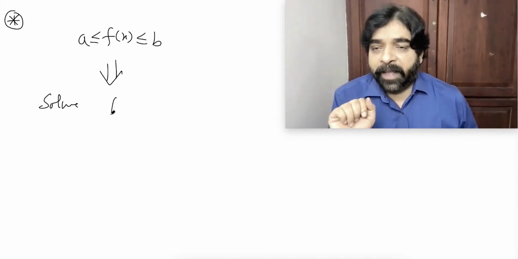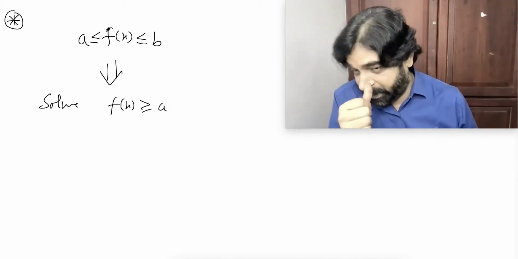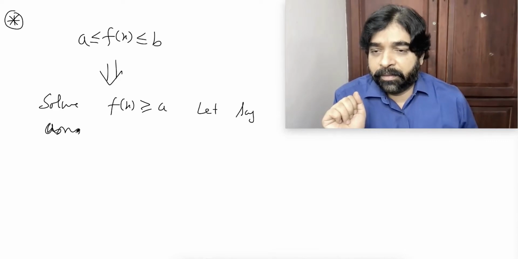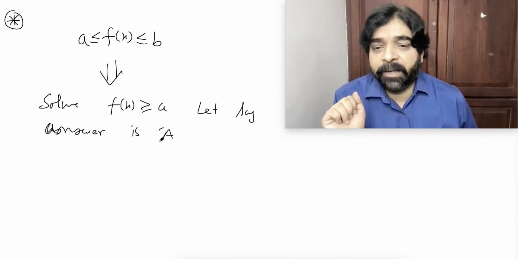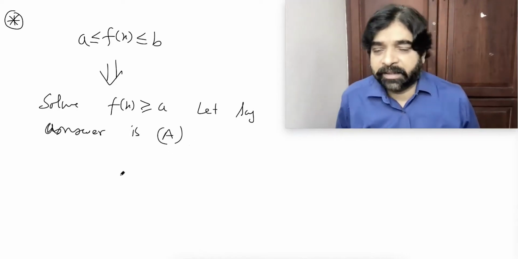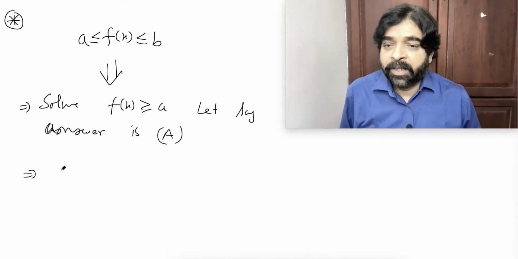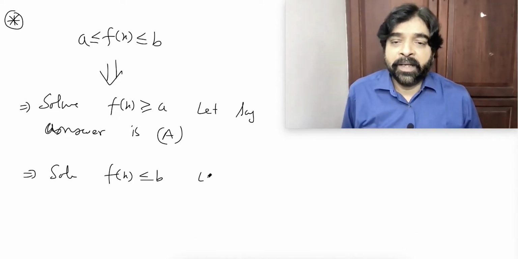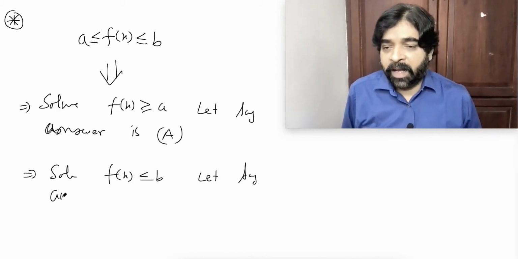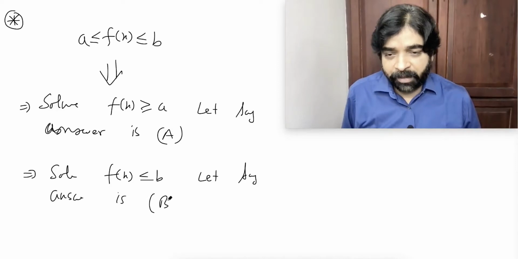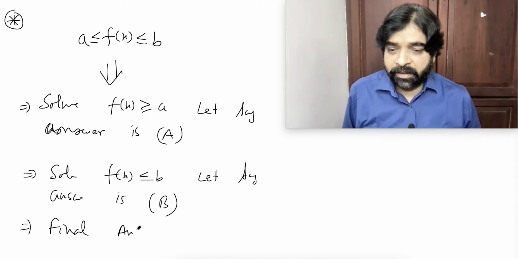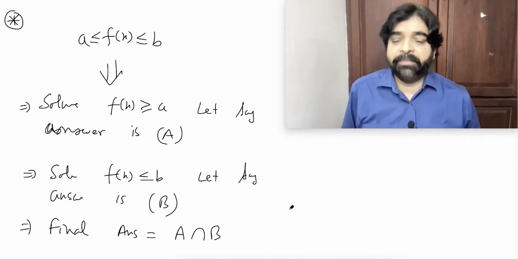Solve f(x) greater than or equal to a, meaning this portion of the inequality. Let's say the answer is capital A. Capital A means x belongs to 2 to 3, something is the answer. Then next step, solve the other part of the inequality, f(x) less than or equal to b. Let's say the answer is capital B. Then the final answer will be A intersection B.